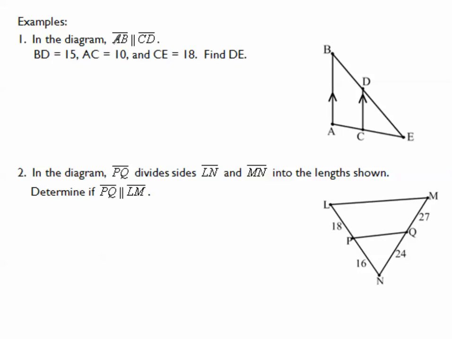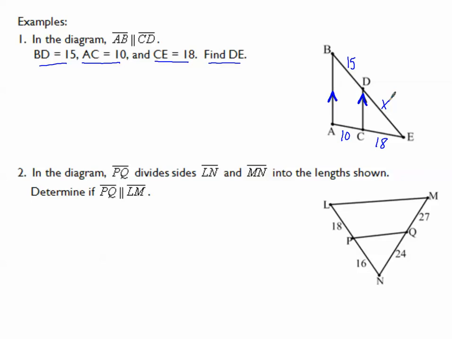In the diagram, this tells us segment AB is parallel to segment CD. So that's shown in the picture. AB is parallel to CD. BD is 15, so I'm going to put that in the picture, 15 for BD. AC is 10, so AC, put 10. CE is 18. Find DE. We'll put X there because we don't know it.